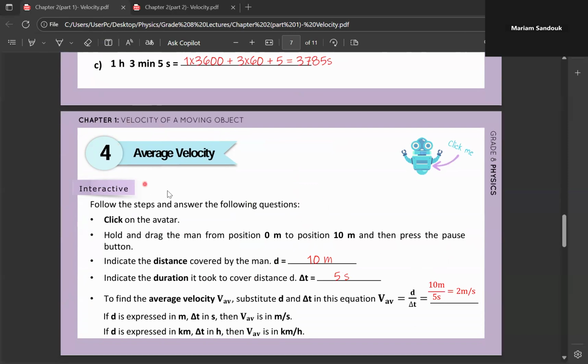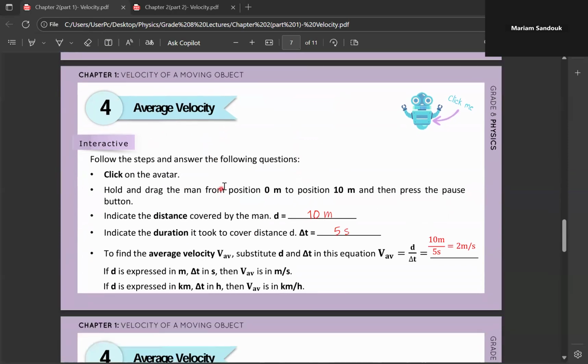However, what do we mean by average speed or average velocity? The average velocity is the speed of a moving object during a certain duration. So I cannot take the time instant alone, no. I take the duration. So let's say, hold and draw, okay. First of all, if we have a distance of 10 meters and we have the duration of 5 seconds. The duration is given as 5 seconds, the distance is given as 10 meters.